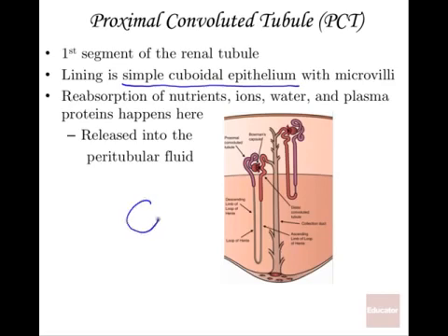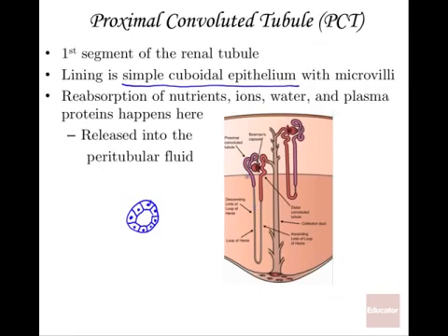If you were to take a cross section of the PCT, you would see kind of cube-looking, one cell layer thick cells. And of course, they're all going to have their own little nucleus. So here's that rounded cuboidal epithelium. This would be called the lumen, the space within this tube. And reabsorption of nutrients happens here. What's meant by that is you have water and solutes coming through here, and that's eventually going to be urine.